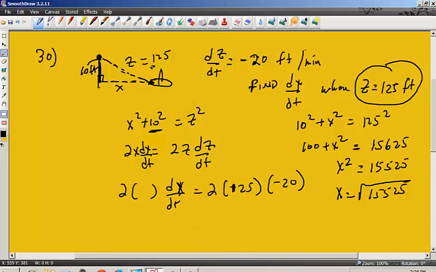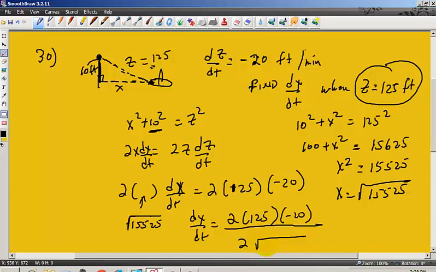So, right here, I'm going to put radical 15525. Am I going to actually take a square root of that? No. If it's not a perfect square, there's no sense in taking the square root and getting decimals, because that would be an approximation. So basically my dx/dt, which I'm trying to solve, will turn out to be 2 times 125 times negative 20, all over 2 times radical 15525, and this will be in terms of feet per minute.